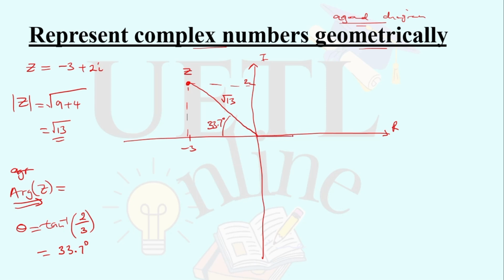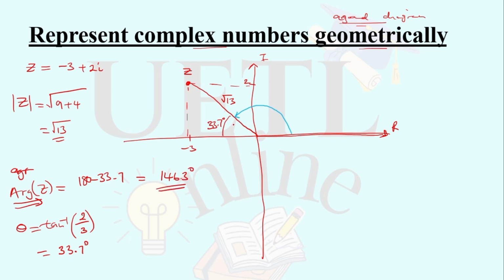But remember, the argument of z is an angle from the positive real axis. From the positive real axis going anti-clockwise, we see our angle. The angle starts from here and goes until it reaches this line. This becomes our argument. How do we represent that? Here it becomes 180 minus 33.7. So our argument of z is 146.3.